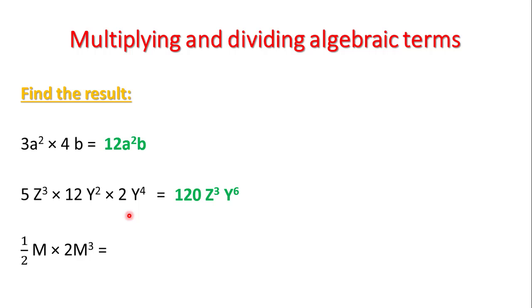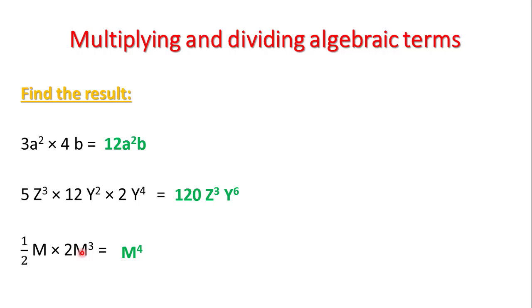We're multiplying, add powers. When dividing, subtract powers. We studied that before in primary 6, if you remember. 1 over 2 m times 2m power 3. I'll multiply numbers. 1 over 2 times 2 is 1. m power 1 times m power 3, we will add the power. So we have m power 1 plus 3, which is 4. So m power 4, this is the result.